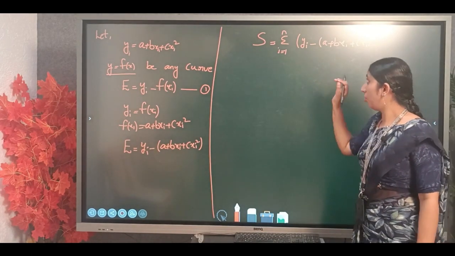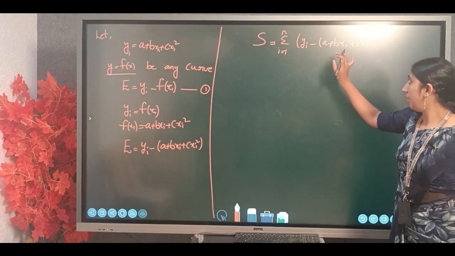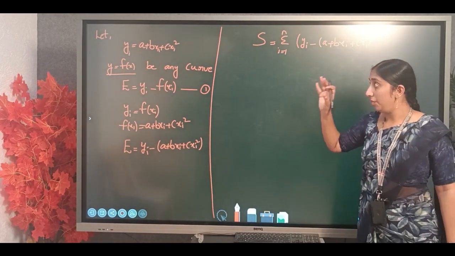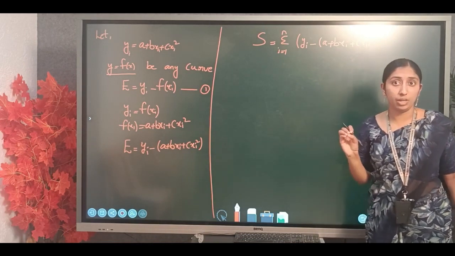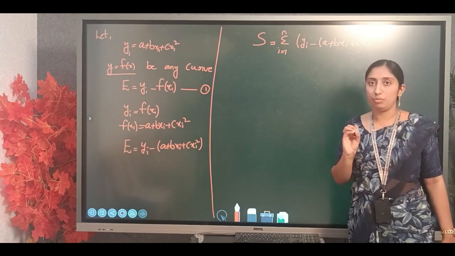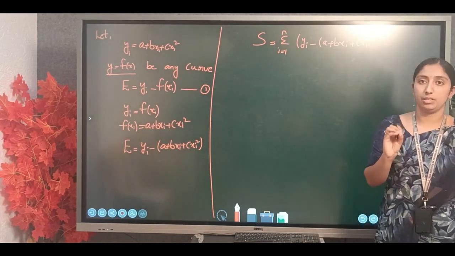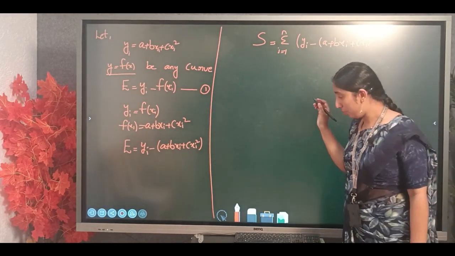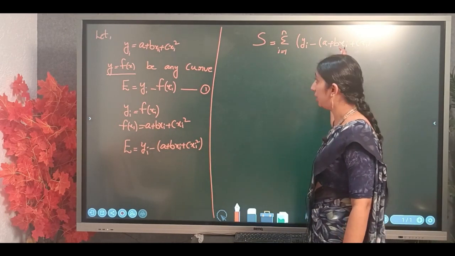So here there are some constants: a, b, c. These constants are arbitrary constants. For deriving normal equations, you have to find the values of a, b and c. With these values we can fit the best curve. So here our motto is to find the values of a, b, c.